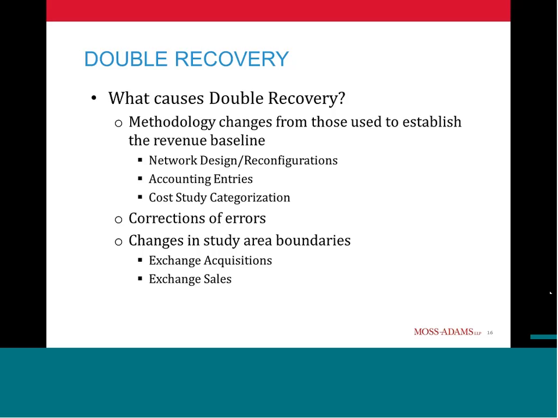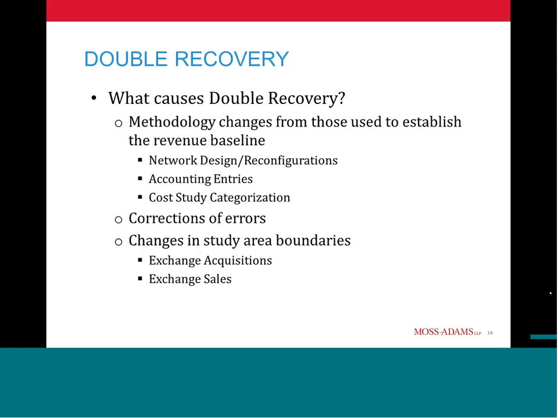And if you change the categorization methodology, there's a possibility that you could end up with double recovery of that, because that investment or that categorized plant was included in your switched access revenue requirement in 2011 or 12, and now as a result of that recategorization, it may be moved to a common line or some other rate element.